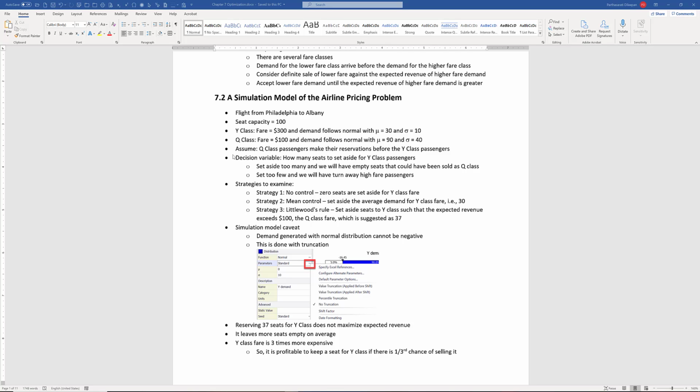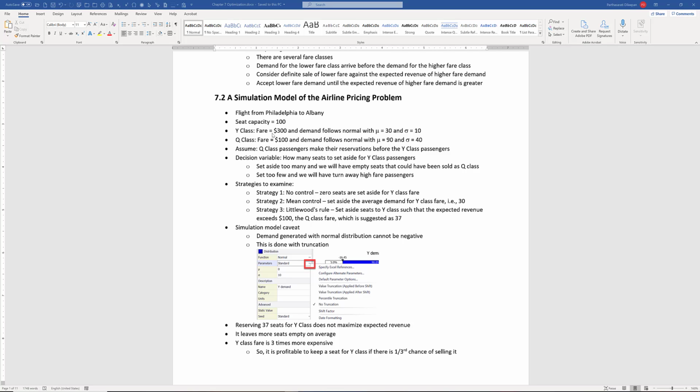So the basic assumption is Q class passengers make their reservations before the Y class passengers. So we have to now say, okay, how many seats are we going to set aside? Because if we don't set aside, then all of the seats, presumably, because the demand mean is 90, quite a few times it's going to exceed the capacity, so all of the seats will get sold off, and we'll have nothing left for the higher price fare.